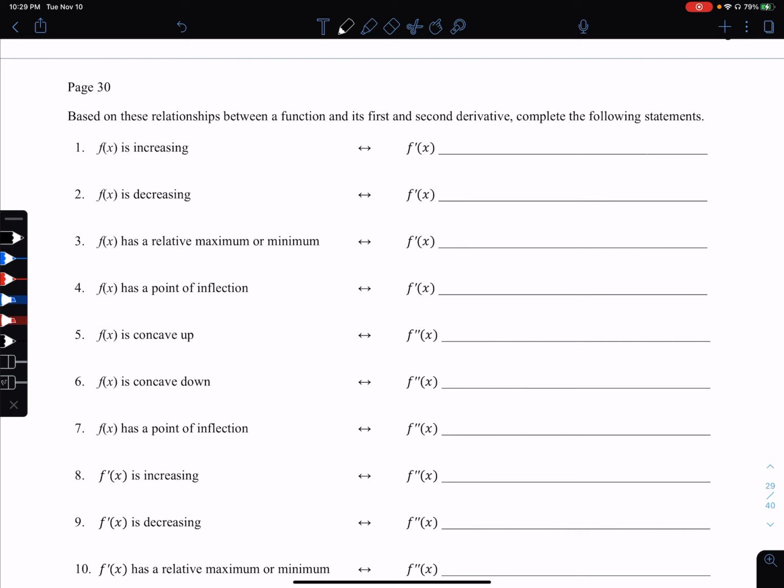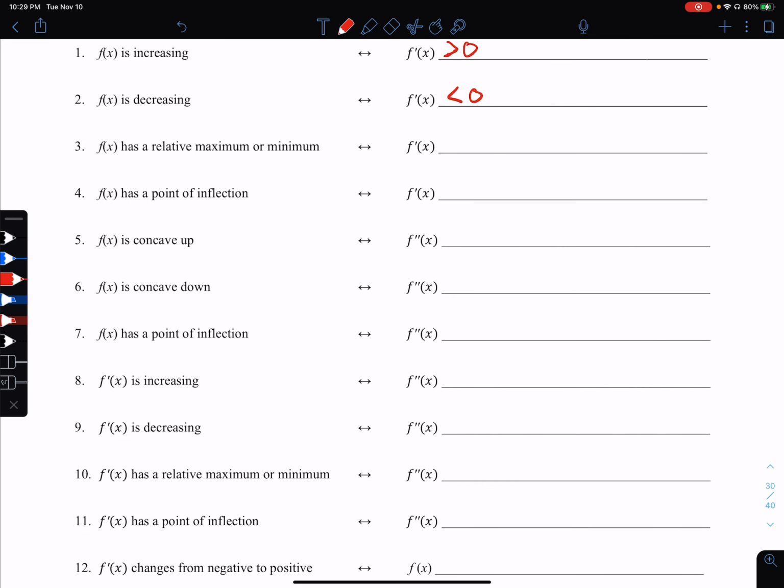If f is increasing, what's that tell us about f prime? Well, if f is increasing, it means it's going up. That means the slopes are positive. That means f prime is bigger than 0. If f is decreasing, it means the slopes are negative, so f prime is less than 0. If the original function has a relative min or max, then f prime is either going to be equal to 0, or it could be undefined if it's a cusp or corner point.